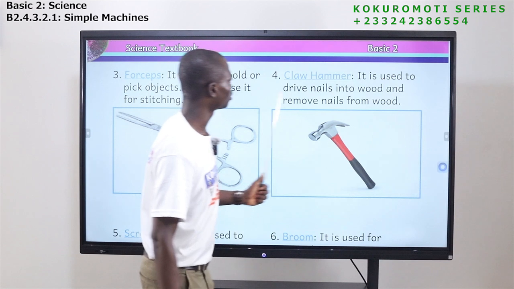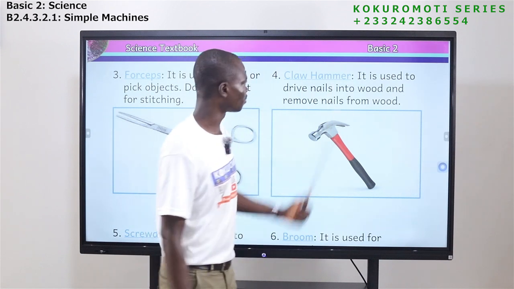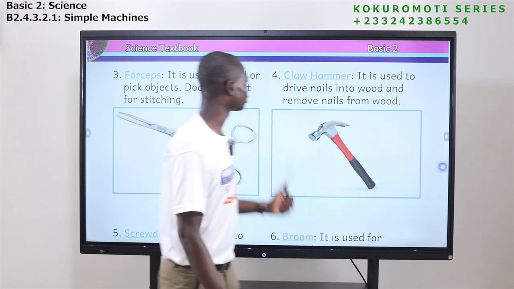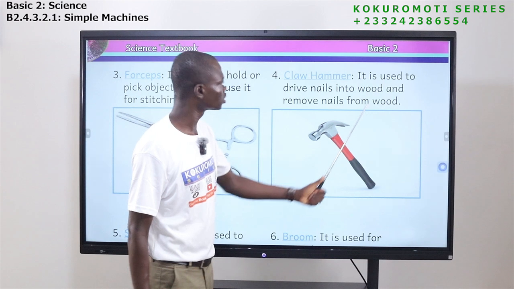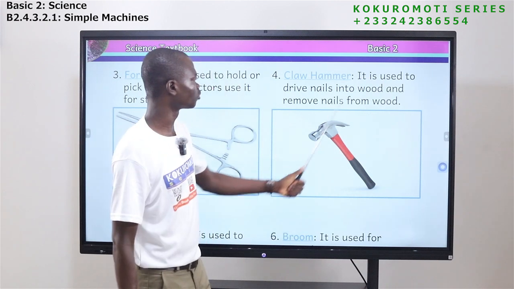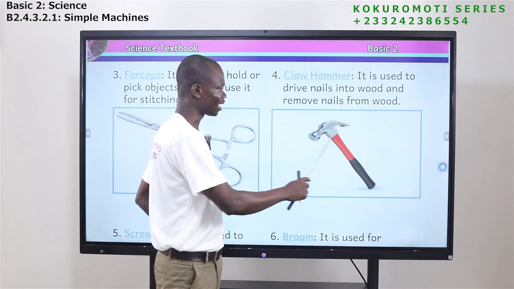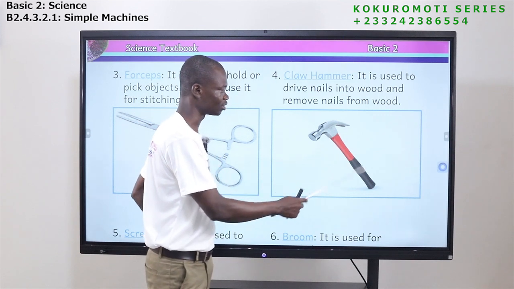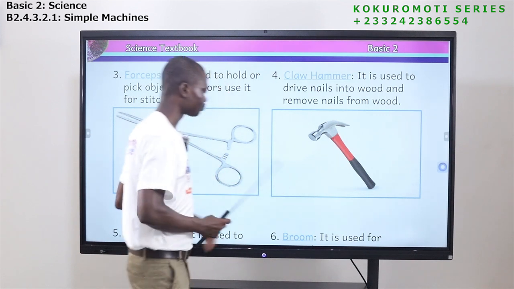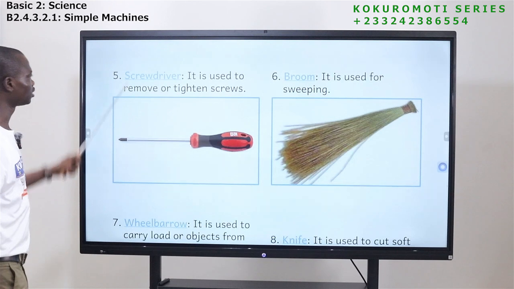The next one is crow hammer. It is used to drive nails into wood and remove nails from wood. So this side is used to drive the nails and the other side is used to remove the nails. This is crow hammer.